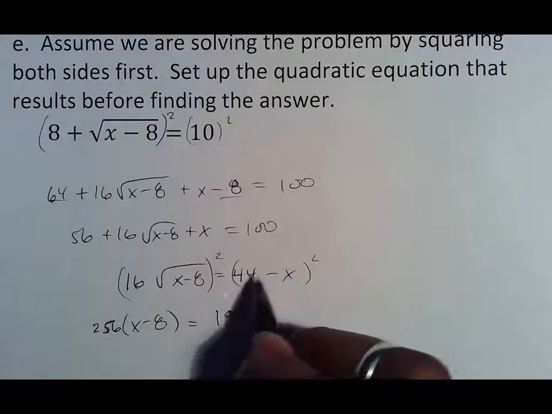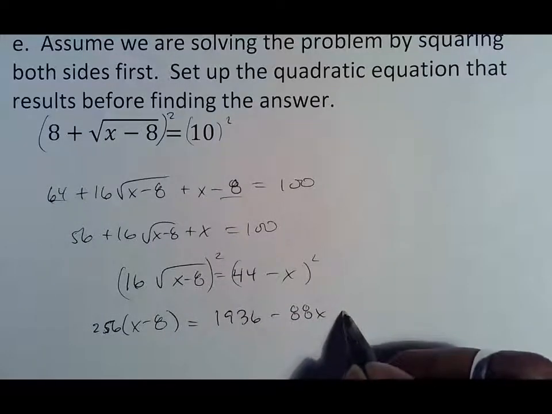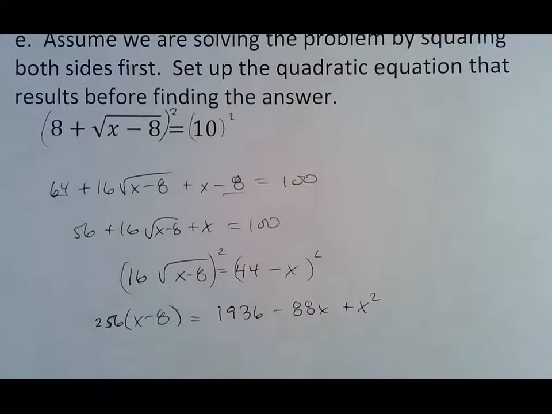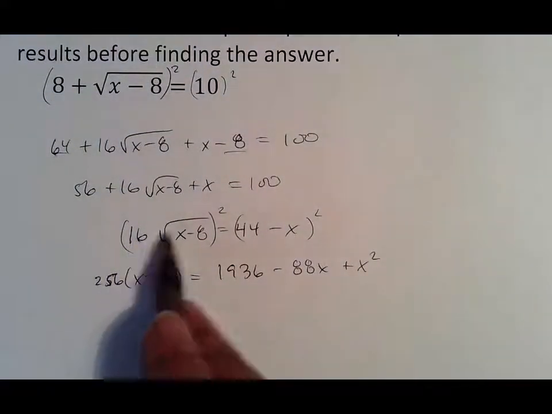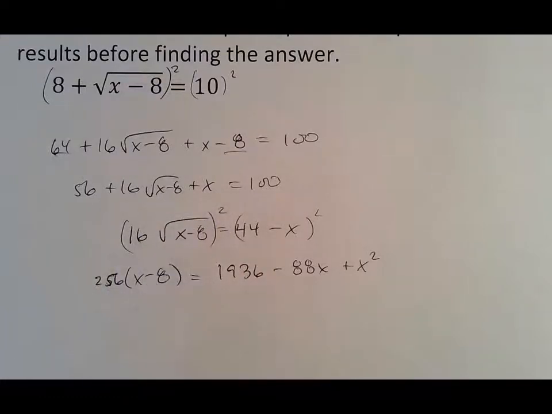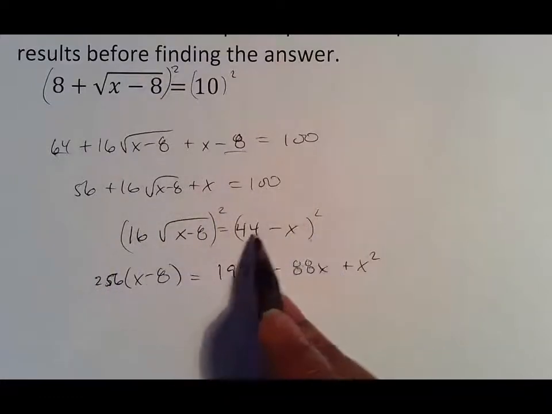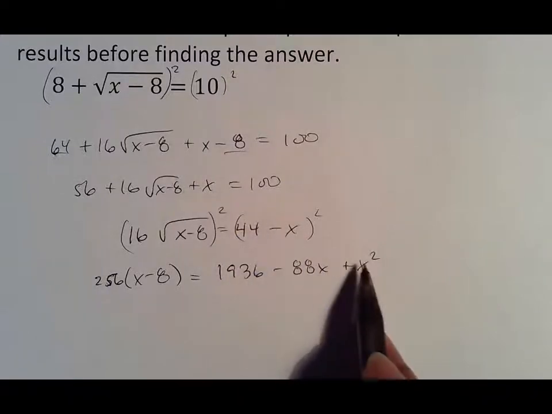That times itself, or that times that doubled, so minus 88x plus x squared. Again, make sure you're following. This came from, if I square it, I square the 16, I square the root, so 256 times x plus x minus 8. This comes from this times itself, multiply and double, and then this times itself.